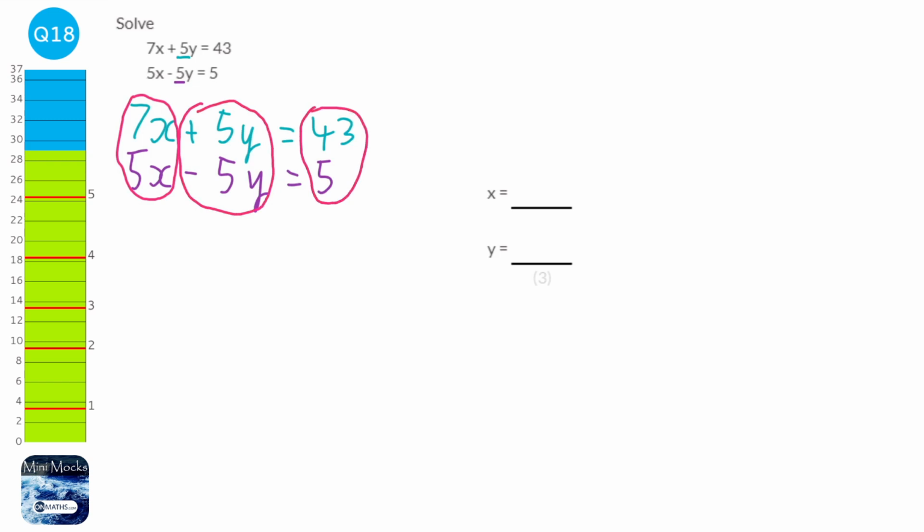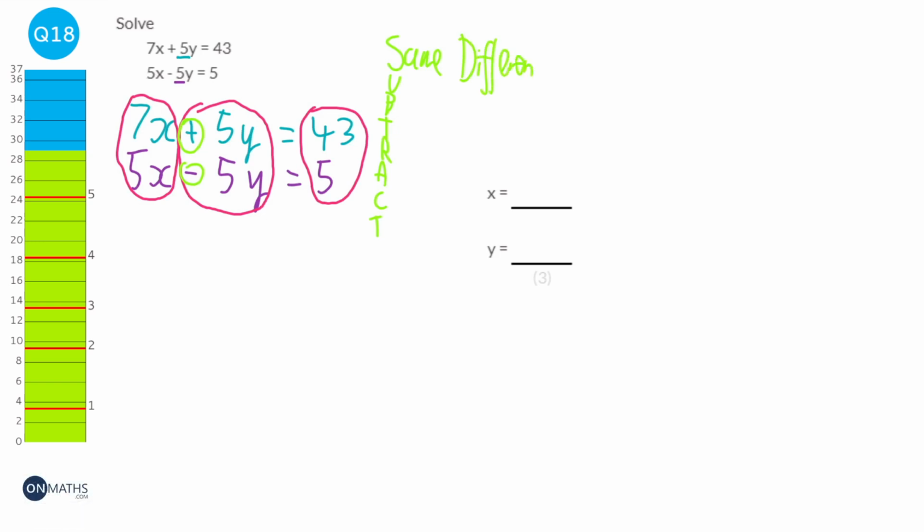Okay, now the thing we're looking at is the signs for the y's, because the coefficients of the y's are the same. No, they're not quite the same because obviously one's plus, one's negative. But if they're the same sign, then what we're going to do is subtract. If they're a different sign, we're going to add. So S in same is S in subtract, D in different is D in add. Now looking at the signs, they're different, one's plus, one's minus, so we are going to add.